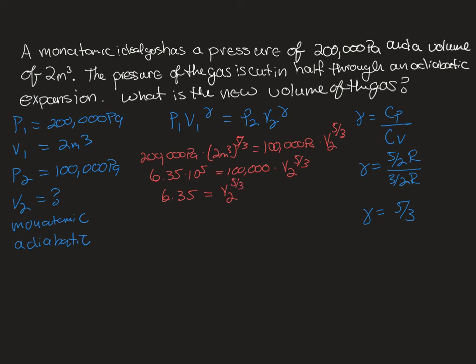Now to get rid of a fraction like this, we need to raise both sides to the inverse fraction. So I'm going to raise this to the 3/5. So 5/3 times 3/5 is equal to 1. So that gives us the first power. And then I'm going to raise this side to 3/5. So I'm going to take 6.35 raised to the 3 divided by 5. That's going to make my new volume a little bit over 3 meters cubed. So V2 equals 3.03 meters cubed.